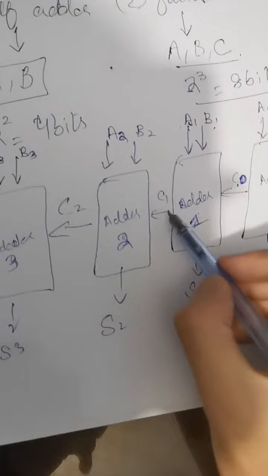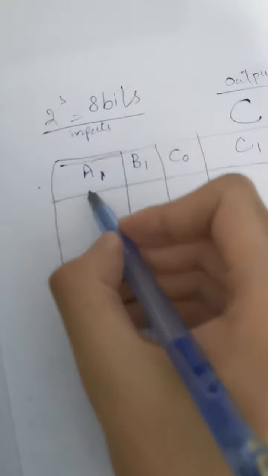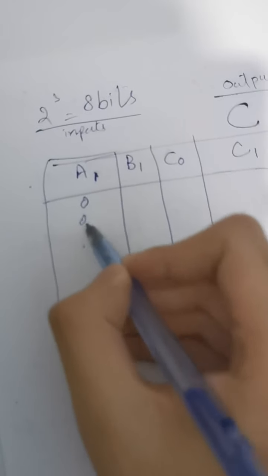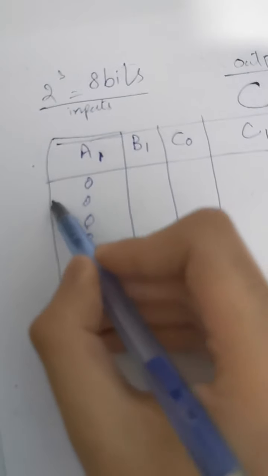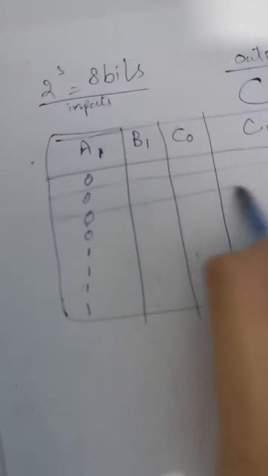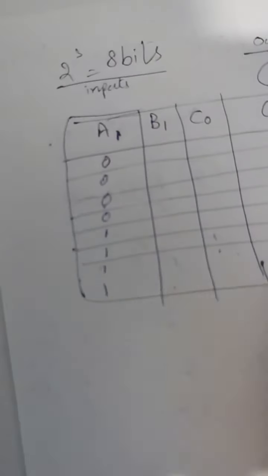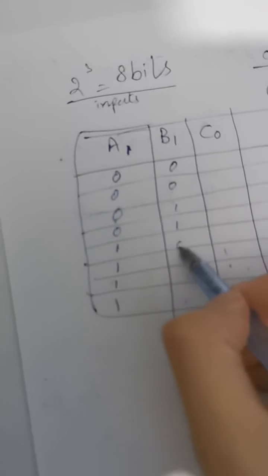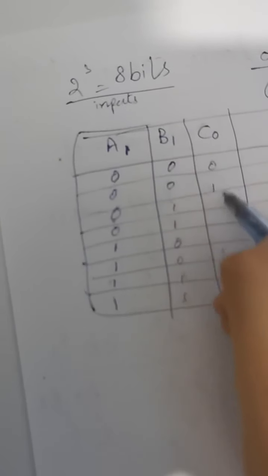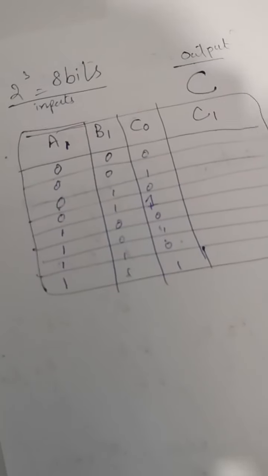So let's just make the truth table. I'm going to write all instances. Let me just write them. So we have 0, 0, 1, 0, 0, 1, 1, 0, 1, 0, 1, 0, 1, 0, 1. Okay, now let's use the carry thing.